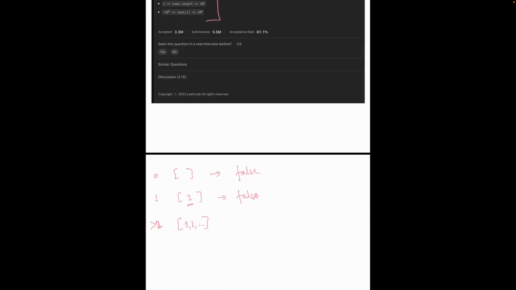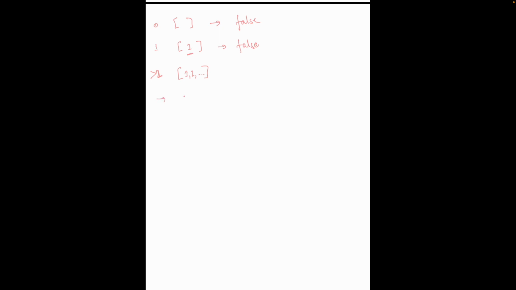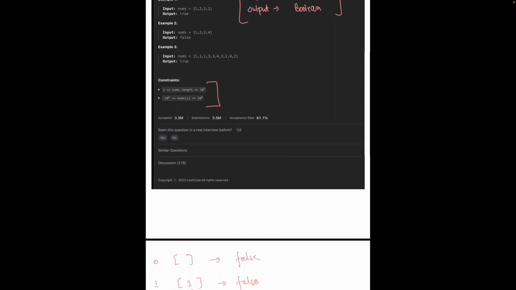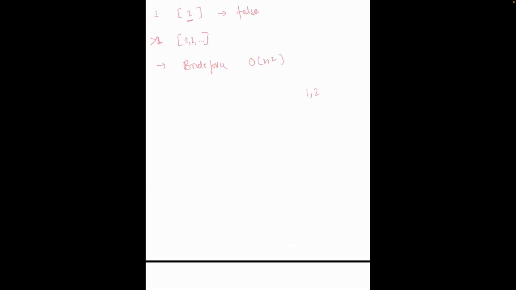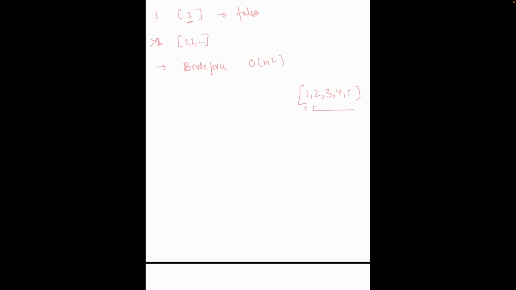So the brute force solution we can do in n squared. Let's take an example: 1, 2, 3, 4, 5. Now, the brute force solution is you can just pick a value and check in the remaining of the array if that value comes again or not. If it does, then return a boolean true, that a duplicate occurs. If it doesn't, then just keep going forward.